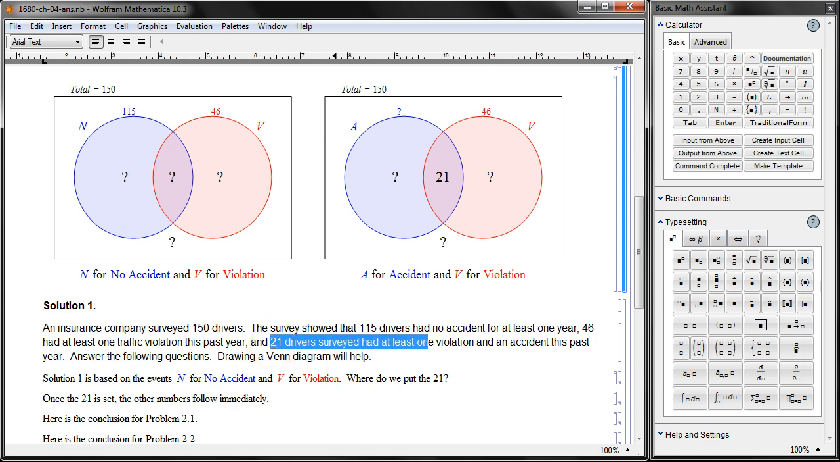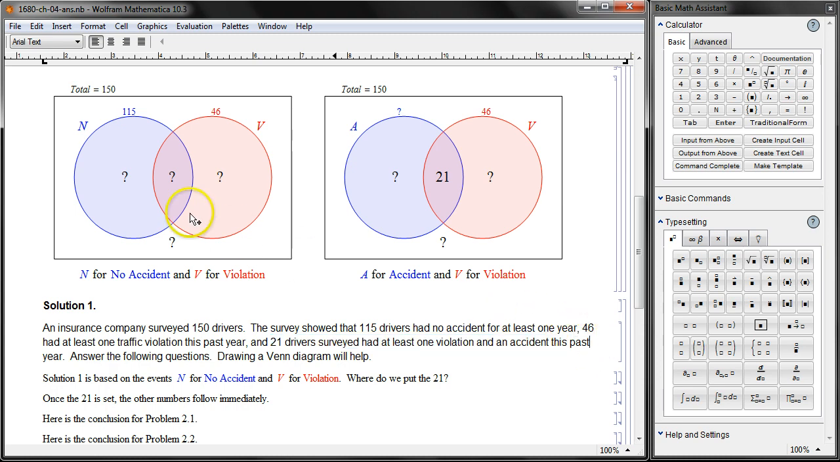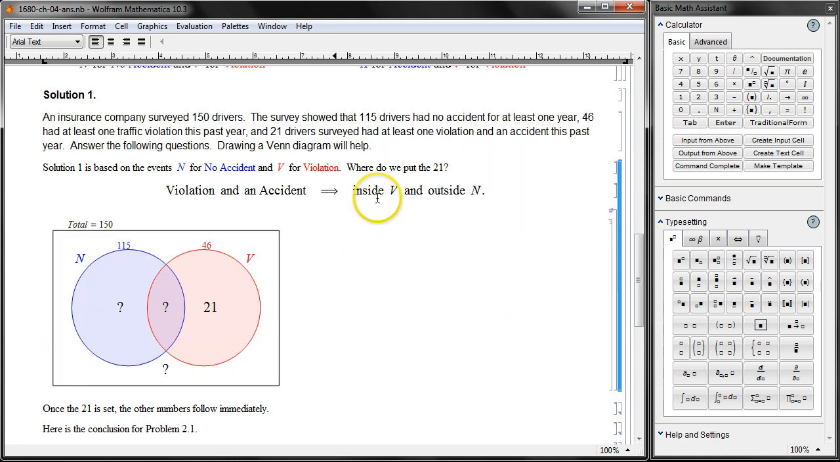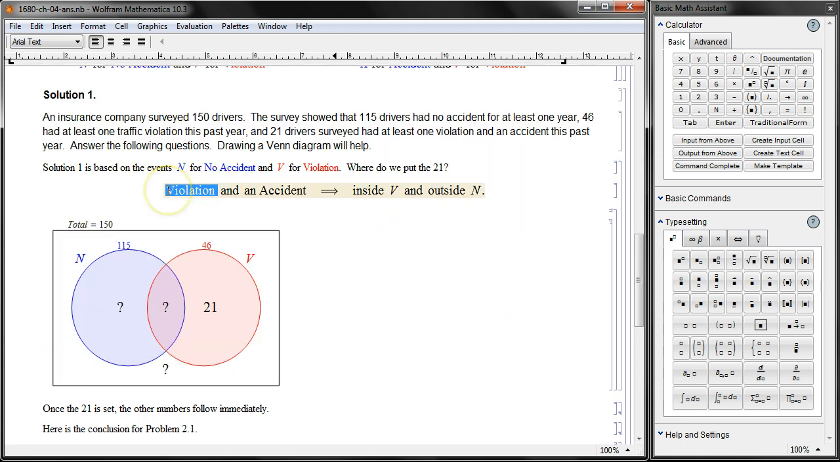21 drivers had a violation and an accident. So they had a violation, so it should be inside this red circle. But they also had an accident, and I don't see any A circle. This is the N circle. So how do we handle that? Well, here's the solution. Violation, so inside V, had an accident, so it should be outside of N. This one right here.